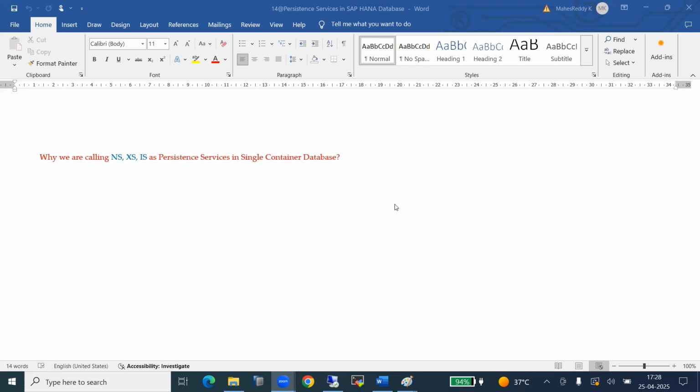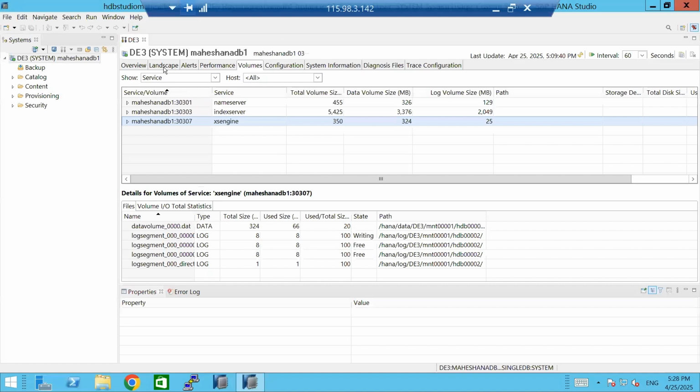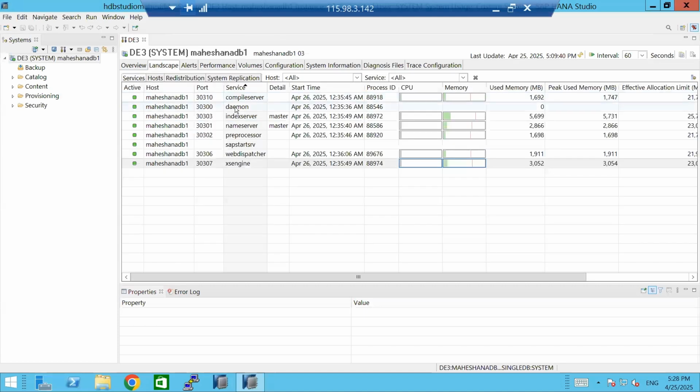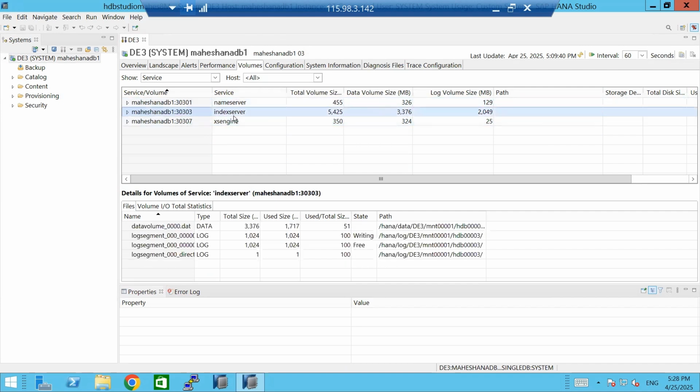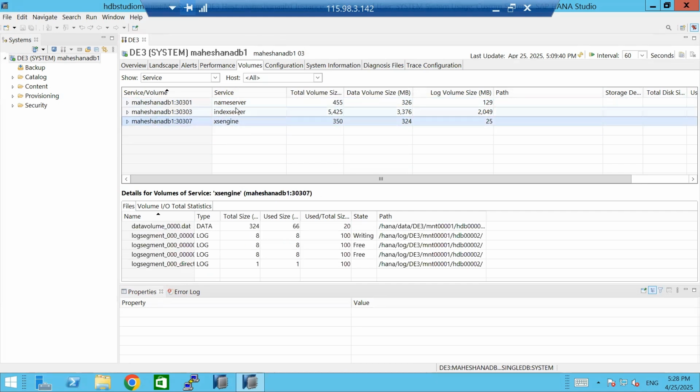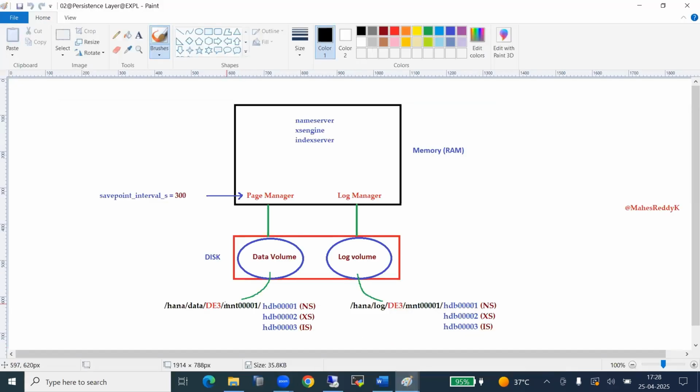Why are we calling name server, access engine, and index server persistent services in a single container database? When we install a HANA database in single container mode, we get all these services. Out of all these services, in the volume tab, we have name server, index server, and access engine. That means all these services store data in the data volume and also in the log volume. And these are the data volume location and log volume location.